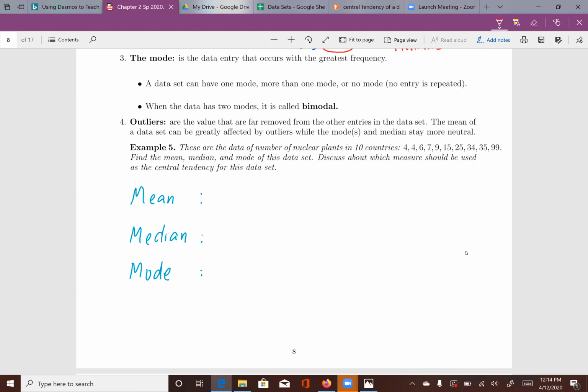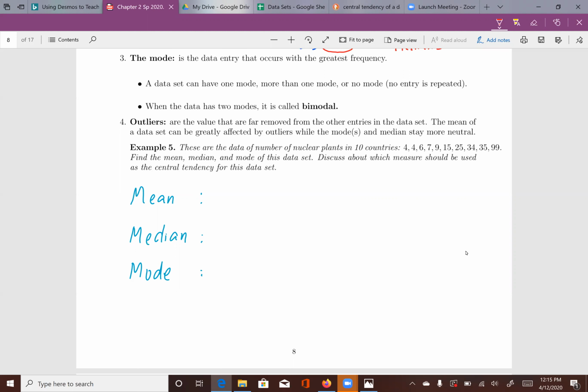And then another thing that we want to talk briefly about is outliers. Outliers are the values that are far away from the majority of the entries of the data set. The mean of a data set can be greatly affected by outliers, while the mode and the median would stay very neutral or would stay the same.